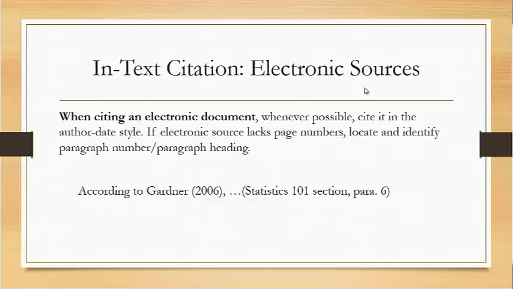For example, I have according to Gardner, 2006, and then the dot, dot, dot is whatever it is I want to say about that publication. And then in parentheses, I have the title of the work, Statistics 101, section, comma, paragraph 6, because there was no page number because I found it on a blog or something online. So I have cited the paragraph.